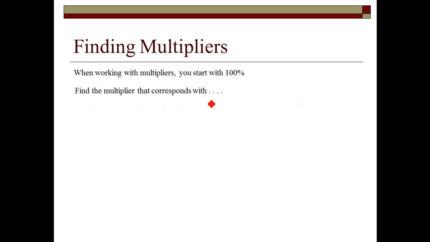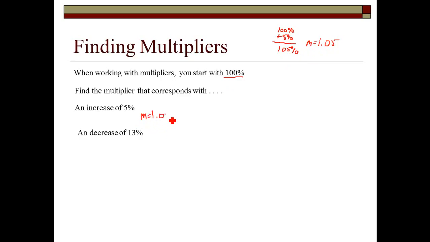So when you work with multipliers, remember, start with 100%. So we're going to find the multiplier that corresponds with an increase of 5%. So I would do 100% plus 5%. This gives me 105%. So my multiplier is equal to 1.05. I moved my decimal over 2 spots, changing it from a percent to a decimal.